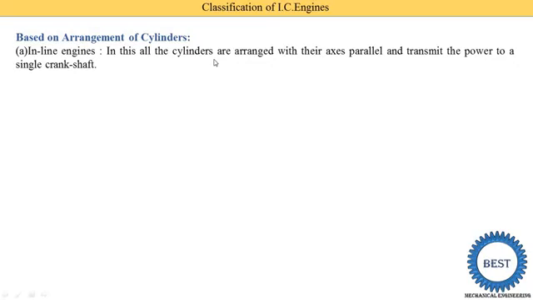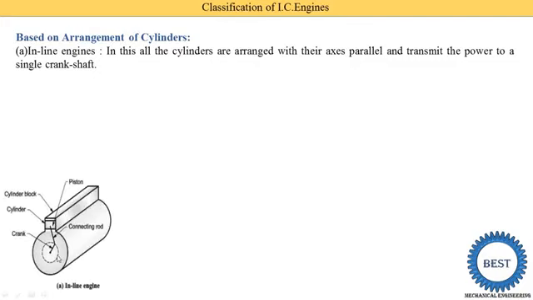Meaning the axes of all the cylinders are parallel and transmit the power to a single crankshaft. So here I show this image. These are the cylinders. Here all these cylinders are put in a line and they are all connected to a common crankshaft, meaning one single shaft is used. Suppose here one cylinder is there, then second, third, fourth, fifth and sixth. All these cylinders are connected with the common crankshaft. So this is the piston, then connecting rod and crank. All the cranks are connected with the one shaft, so it is known as the common single crankshaft.